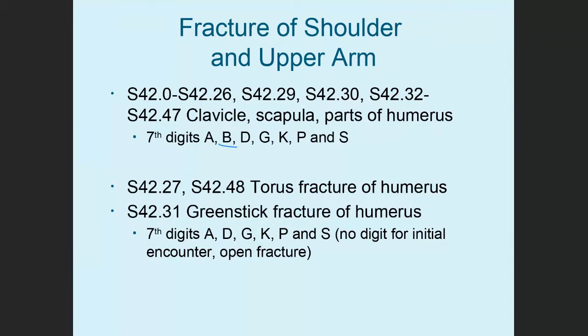the B. So the problem with this is that the different codes are kind of in the middle. So you start with S42.0 through S42.26, and that has A, B, D, G, K, P, S. Then you go to S42.27, and that uses A, D, G, K, P, S, and then you go back on S42.29 to the A, B, D, G, K, P, S. So that's why this is confusing. That's why I'm spending time with this, because you start with one set, you go to another set, and then you go back to the first set. So it's very confusing.